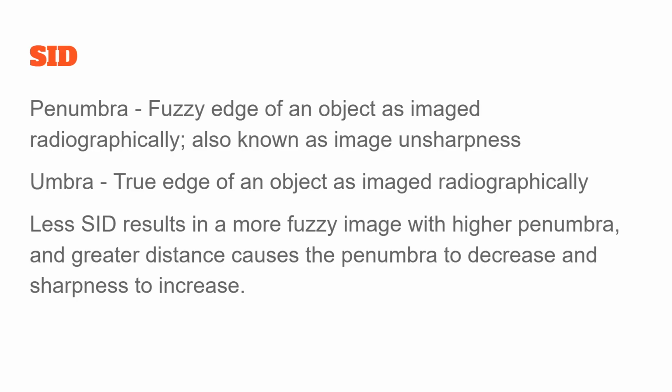The SID, we went a lot into some of the other stuff that the SID did earlier, but to build upon other things, you have the penumbra, the fuzzy edge of an object as imaged radiographically, also known as image unsharpness. The umbra, the true edge of an object as imaged radiographically. Less SID, so a lower SID, results in a more fuzzy image with a higher penumbra, and greater distance causes the penumbra to decrease, and then sharpness increases.